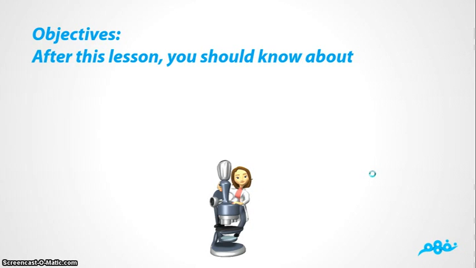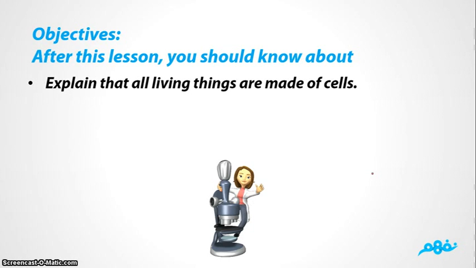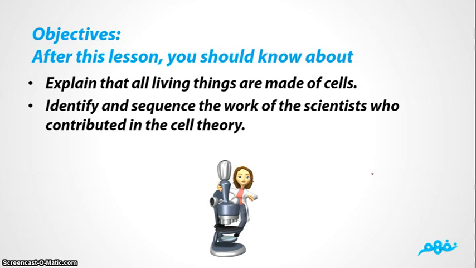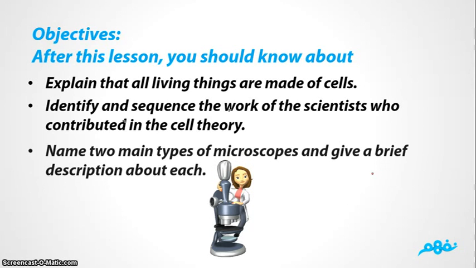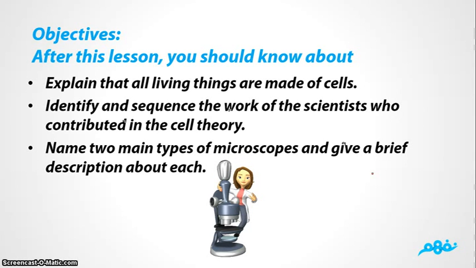Okay, the things you need to keep in mind after this lesson is you should be able to explain that all living things are made of cells. You should be able to name the scientists who worked very hard to come up with the cell theory, and you should know their efforts in very small sentences, of course. At the end, you need to name two main types of microscopes. You need to know about them and some information about them.